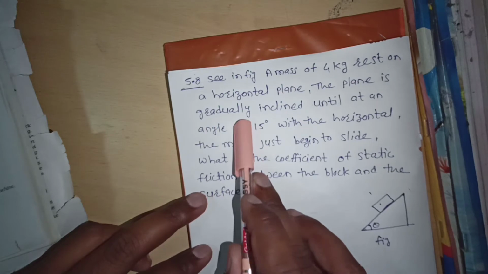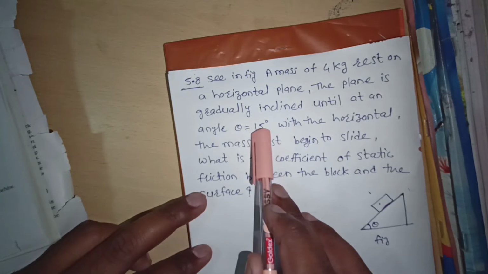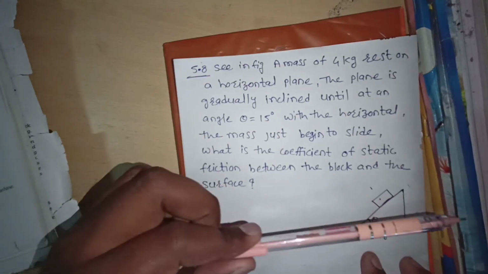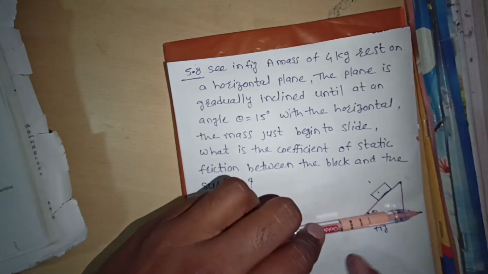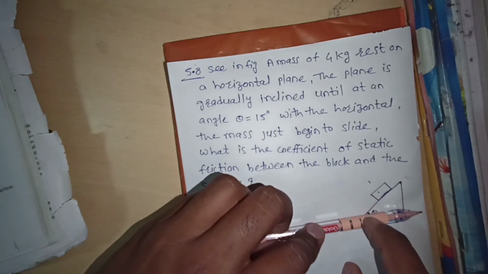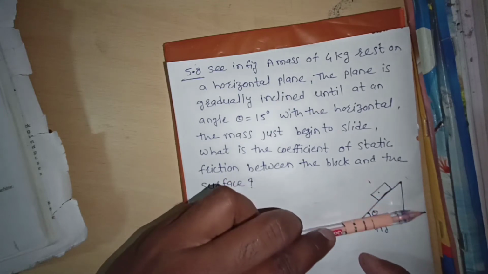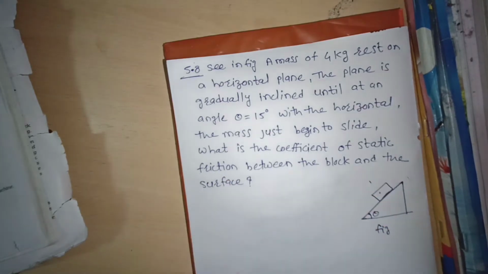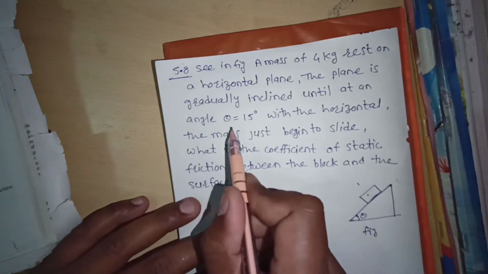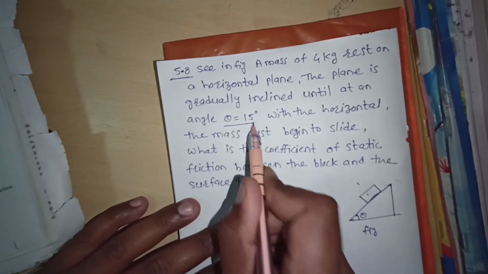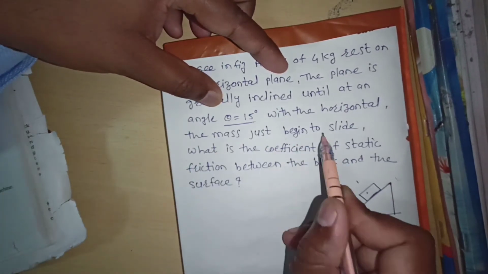The plane is gradually increased until an angle theta is equal to 15 degrees. Initially this plane is in the horizontal direction and one object is put on that. Now we have to increase its angle slowly, gradually. Then the angle increases until theta is equal to 15 degrees, and the mass just begins to slide.